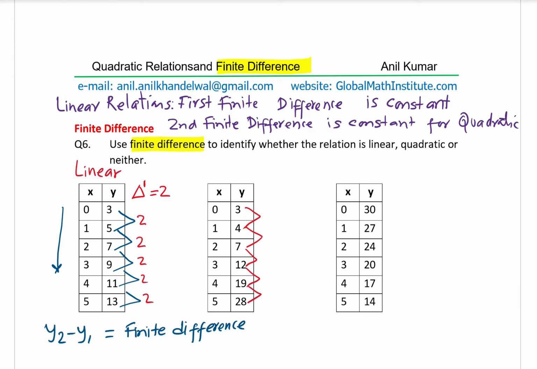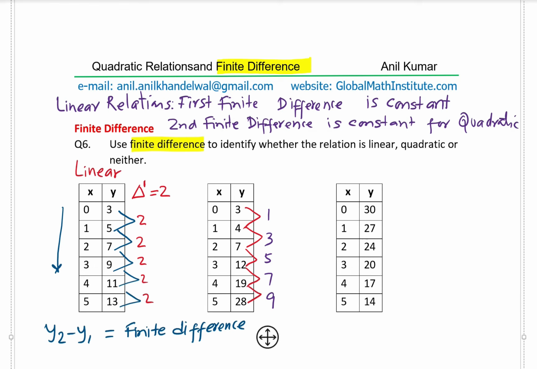4 minus 3 is what? 4 minus 3 is 1, 7 minus 4 is 3, 12 minus 7 is 5, and then we have 7, and here we have 9. Well, that is not constant. So clearly, it is not linear.